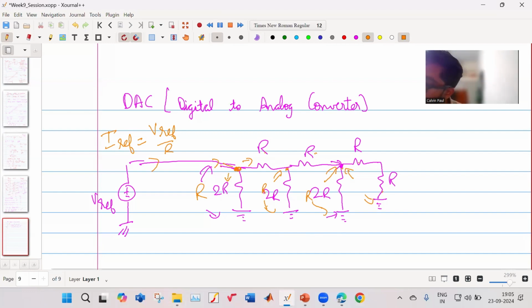Let us consider from this point to this point. Yes. So from this point to this point, the resistance is actually 2R. And from this point to this point again, it is 2R. So current gets divided. So it becomes I ref by 2. Here also current goes I ref by 2. Similar concept over here.